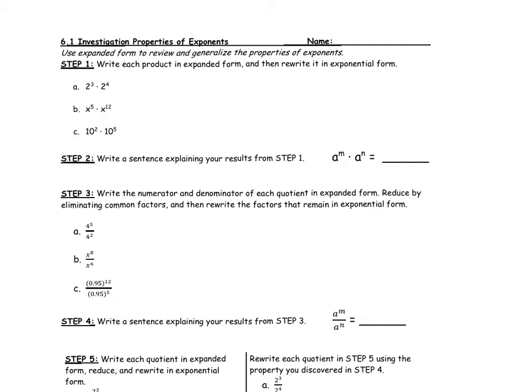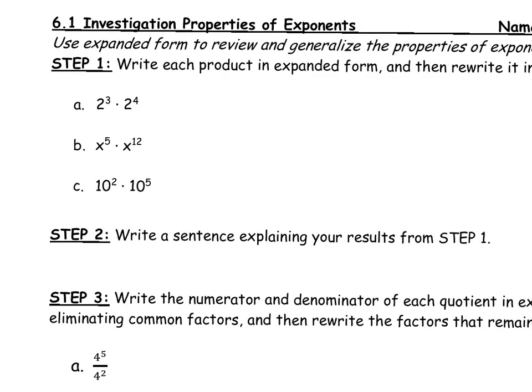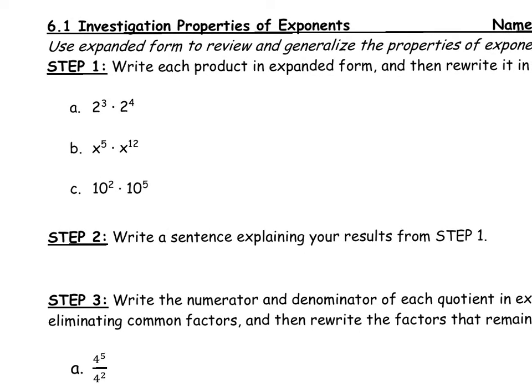This is Mr. Picard, your well-rounded math teacher, and we're going to be going over 6-1 investigations with properties of exponents. So we'll jump right into it. We're going to expand this out so you can kind of see how it works. We're going to multiply 2 to the third times 2 to the fourth, but expanding it, it kind of means this.